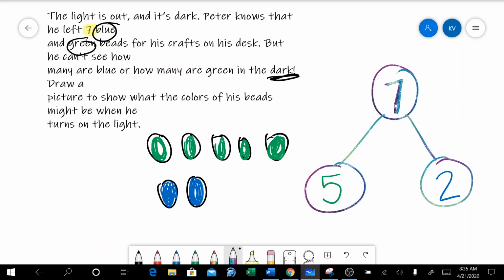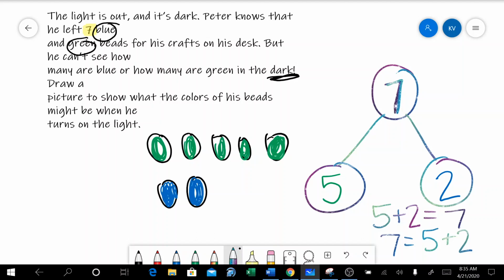So we could also write that as a number sentence. We could do 5 plus 2 equals 7. Who can tell me another way to write that? Good, we could put the total first, right? We could do 7 equals 5 plus 2. All right, nice job on the application problem.